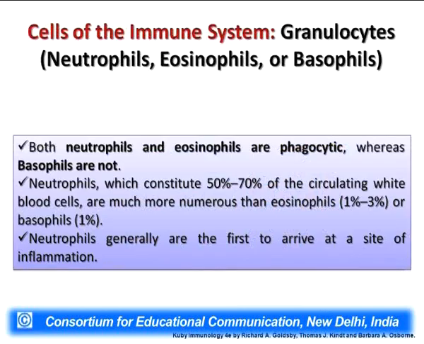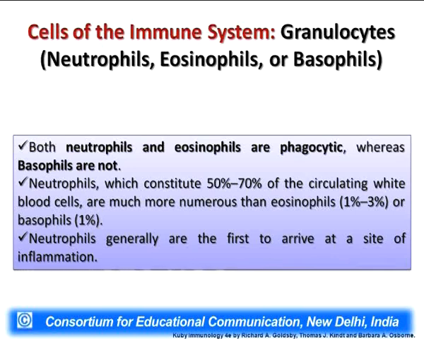Now the next cells of the immune system are called the granulocytes, which are broadly divided into neutrophils, eosinophils and basophils depending upon the stain which they are taking. Like the neutrophils can be stained with the neutral stains, while the eosinophils get stained by the eosin stain and the basophil gets stained by the basic dyes or the stains.